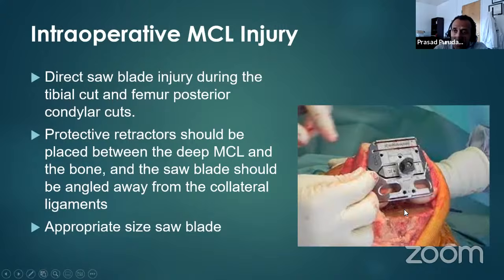Also, it's very important to use an appropriate size saw blade so that it is not bigger than the cut we are making, not bigger than the posterior aspect of the femoral condyle itself.